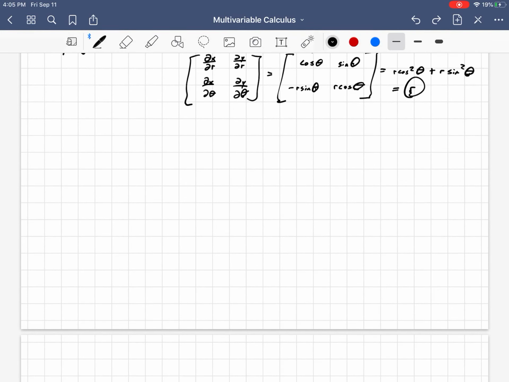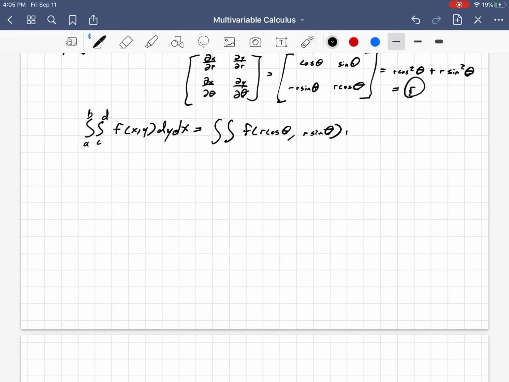So what does this look like? If you've got a double integral, say from a to b and c to d, of f of x, y, dy dx, then that's the same thing as a double integral of f, where x is r cosine theta and y is r sine theta.